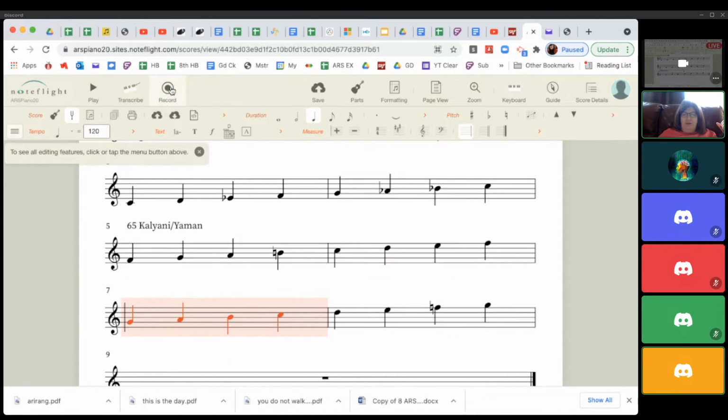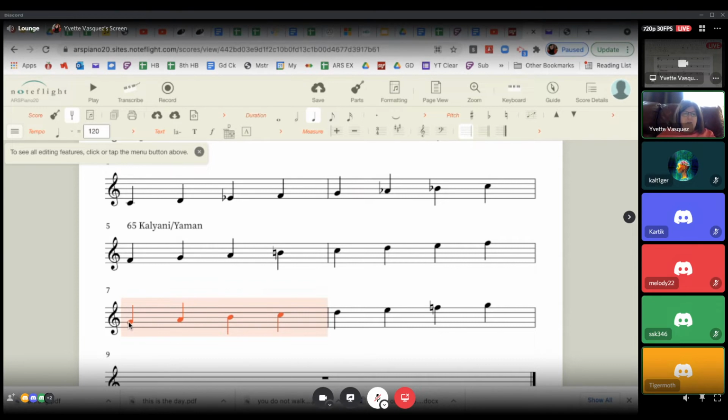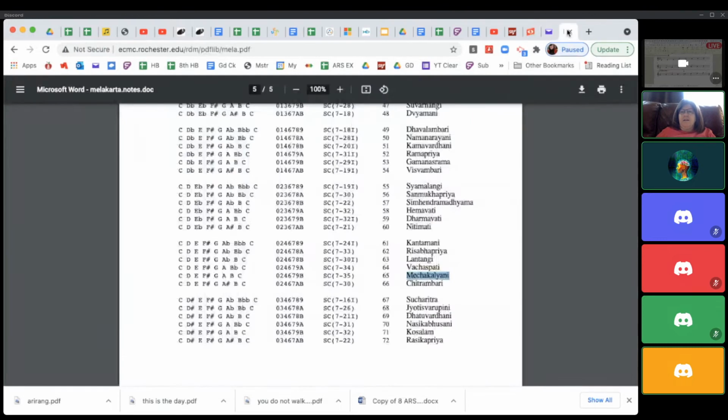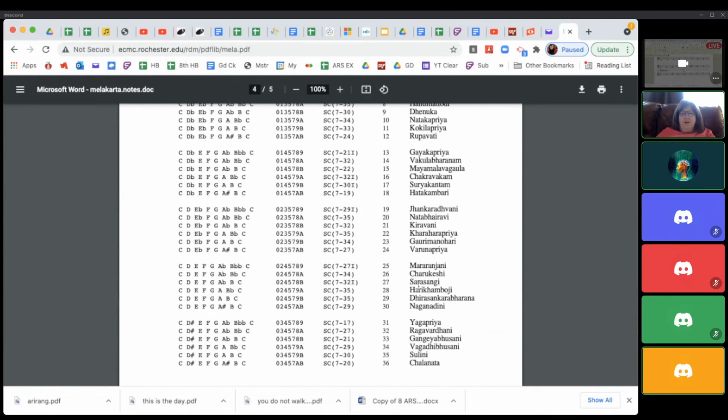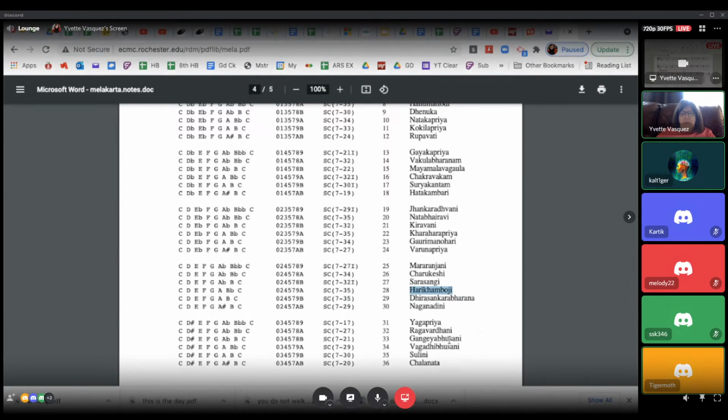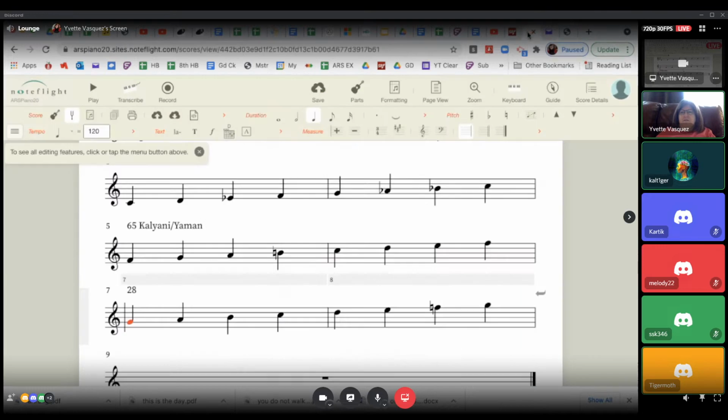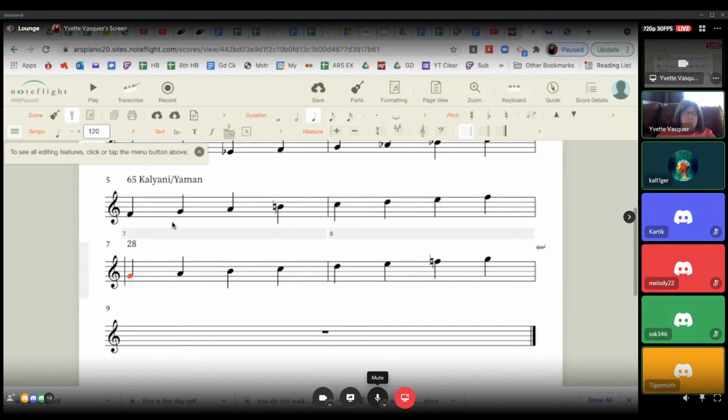Do you have a scale for that? It is called Harikamboli, the 28th Melakarta. Let's put that one up. Am I right, 28, Karthik? Yes, it is correct. Let me pick it up here. It's this one. Yep, 28, Harikamboli.